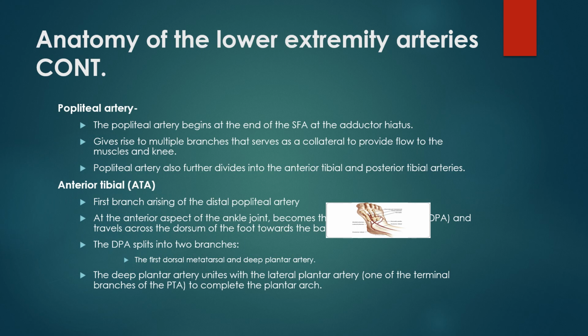The anterior tibial artery, the first branch arising off the distal popliteal artery, at the anterior aspect of the ankle joint becomes the dorsalis pedis artery and travels across the dorsum of the foot towards the base of the great toe. The dorsalis pedis then splits into two branches. You have the first dorsal metatarsal and deep plantar artery. The deep plantar artery unites with the lateral plantar artery, one of the terminal branches of the PTA, to complete the plantar arch.